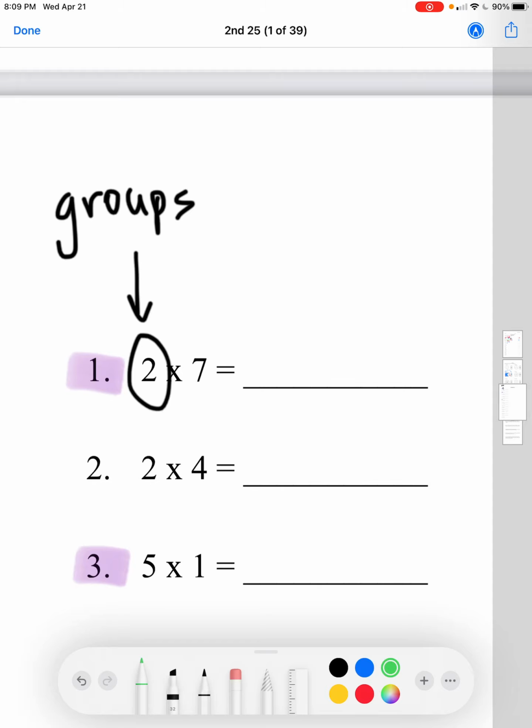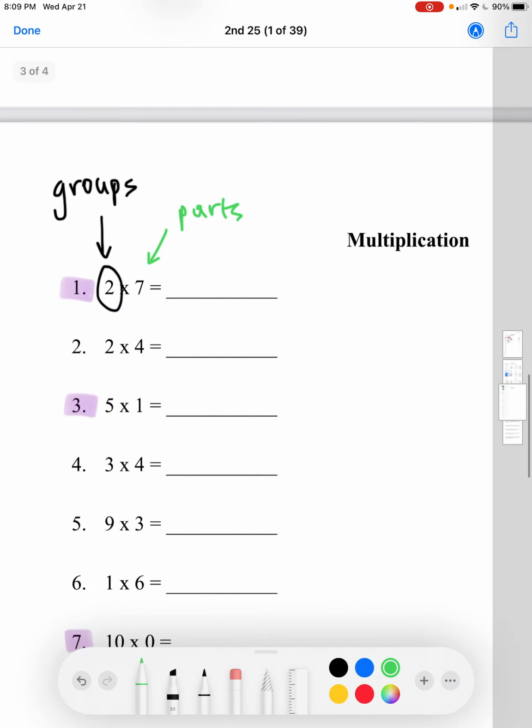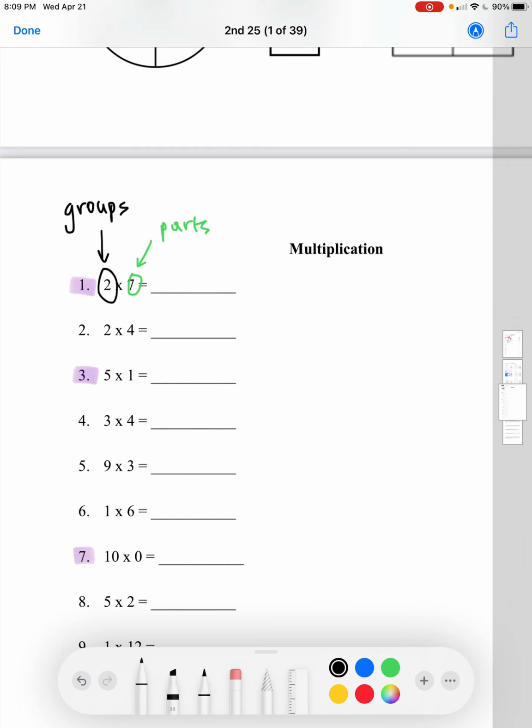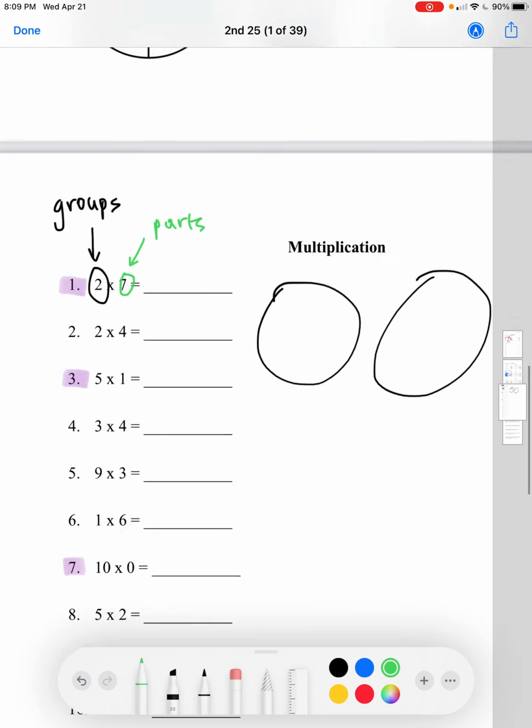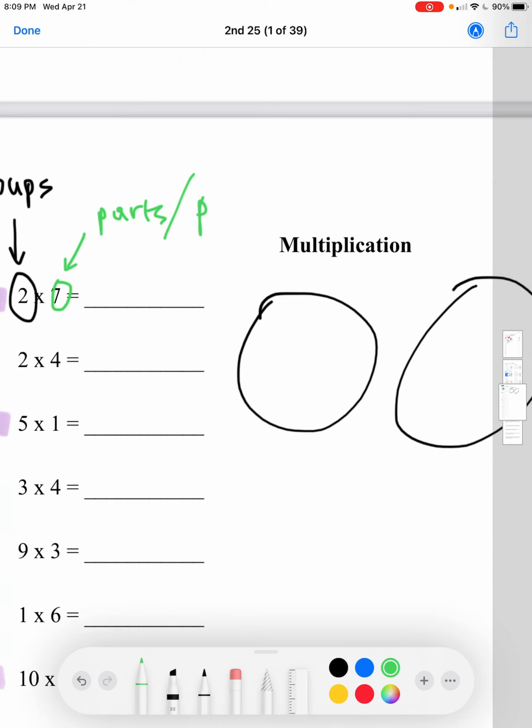And the second number right here, this is how many pieces or parts. Just write parts. So we're going to have 2 groups and 7 parts in each group. So let's draw 2 big groups. 1, 2. And we're going to have 7 parts in each, or pieces.